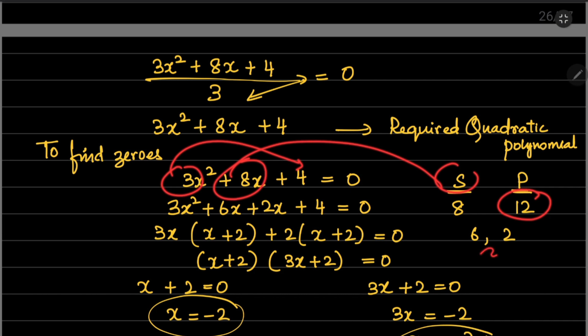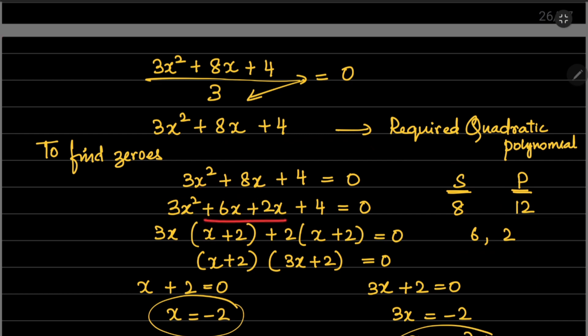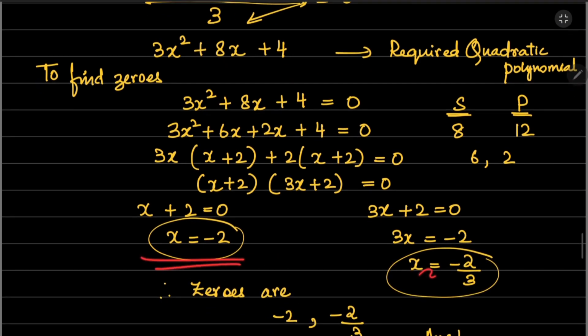3 times 4, which is 12. And then find two numbers whose sum is 8 and product is 12. Just substitute it in place of your middle term, factorize it, get the factors, equate them to 0 and find the value of x. So these are the zeros of the given quadratic polynomial.